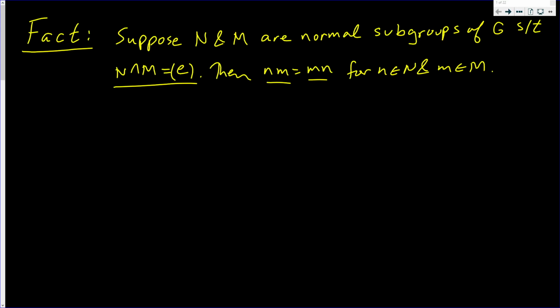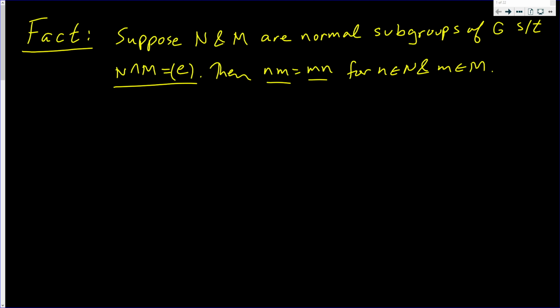In this video, we're going to show a powerful fact. Suppose N and M are both normal subgroups of G such that their intersection is E. That is, N intersect M only contains the identity element of G. Then little n times little m is equal to little m times little n for any combination of little n in N and little m in M.